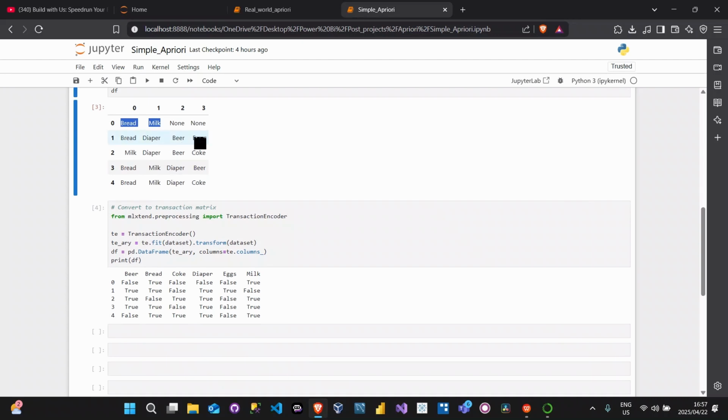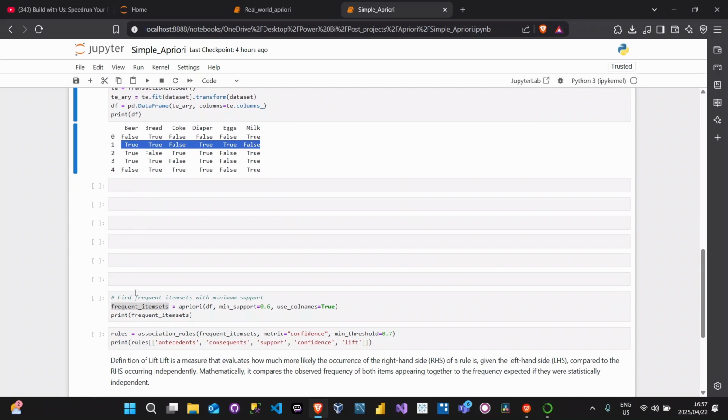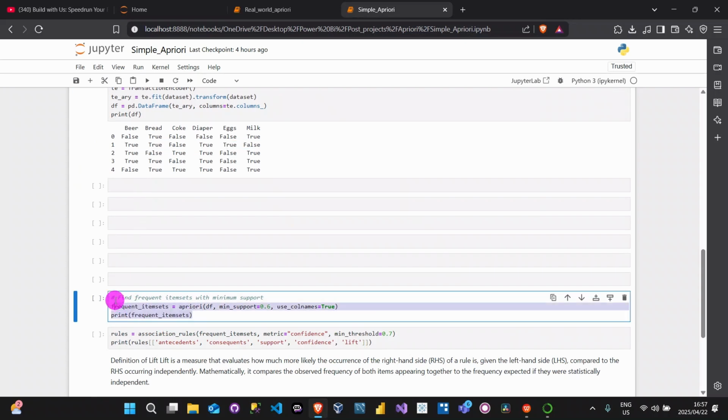The second transaction goes the same way. Where the transaction identifies a certain product that has been purchased by that customer, it returns a true. From this, we are then able to apply our Apriori algorithm to find the frequent itemsets. That will be your next step.